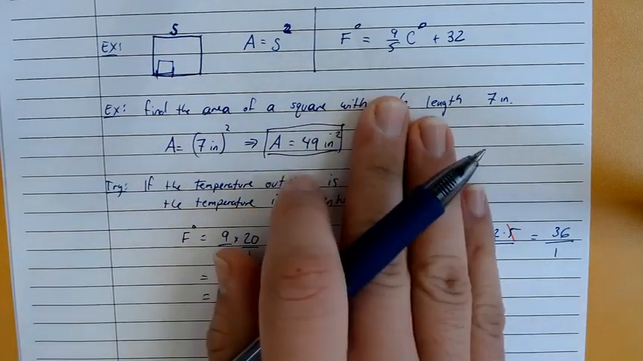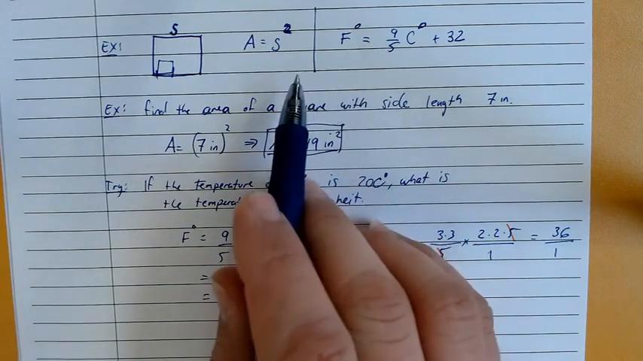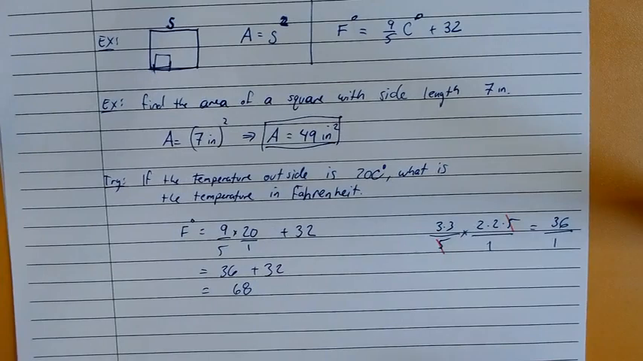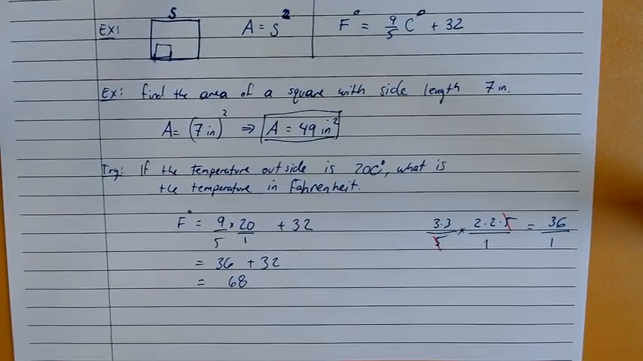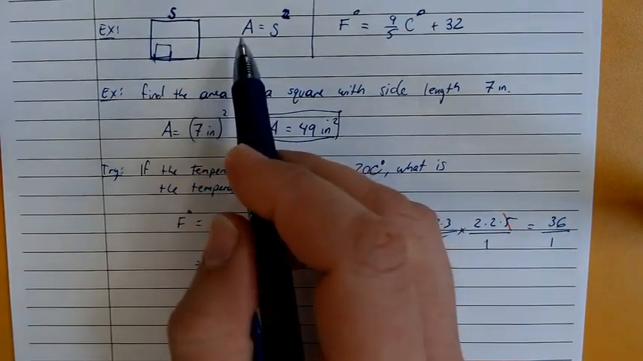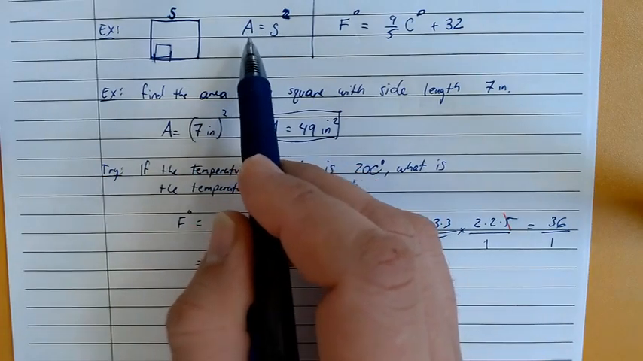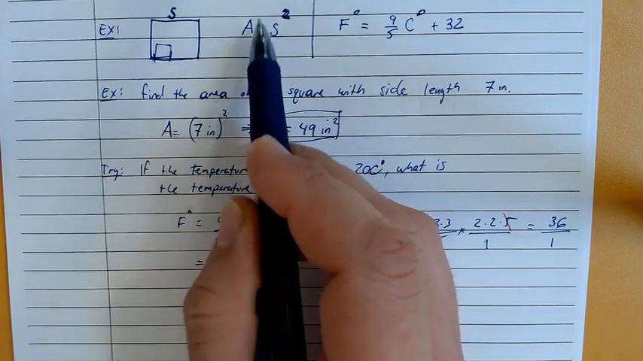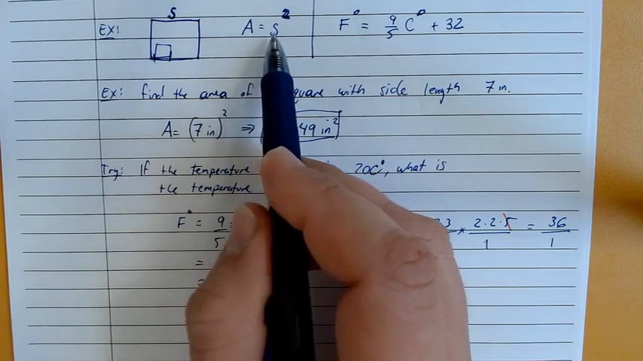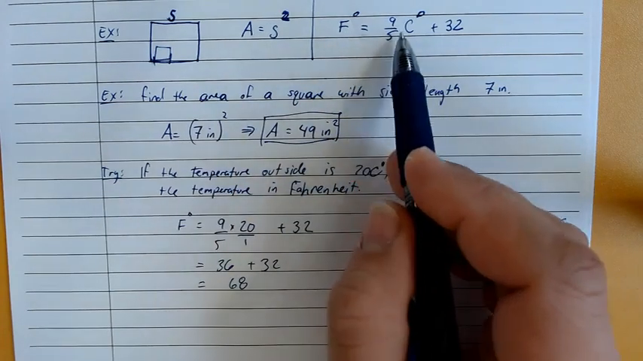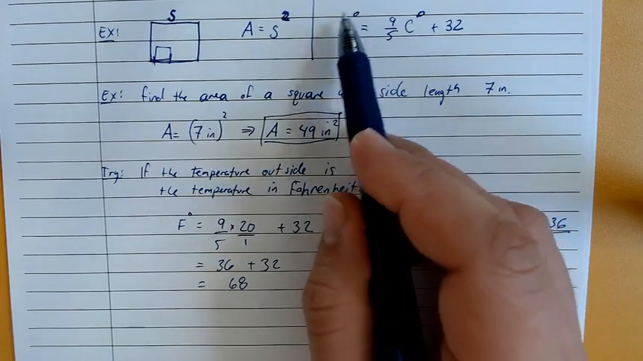However, there is another way we can talk about formulas, and it gets us a greater amount of use out of them. Because right here, this formula tells you, okay, this is the formula to find area. What if I already had area? What if I already know what the area is, and I'm trying to find the side length? Over here, this formula tells you, all right, if you have the Celsius, you can plug it in, and that'll give you the Fahrenheit temperature.